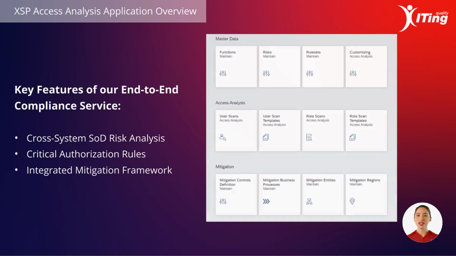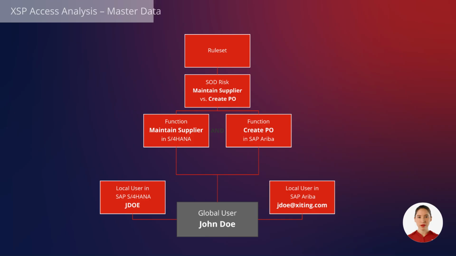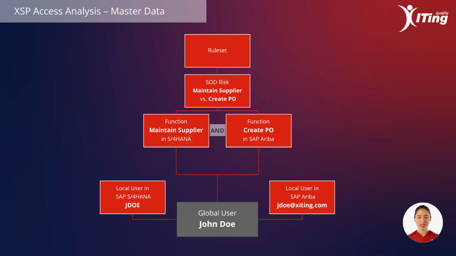Key features of our end-to-end compliance service include cross-system SOD risk analysis, critical authorization rules, and an integrated mitigation framework. By consolidating user data across different systems, we create a global user. Using the cross-system rule set, we can then identify SOD conflicts that would remain hidden in a single system view. In our example, the consolidated user has the ability to maintain suppliers in S/4HANA and to create purchase orders in Ariba, a classic SOD conflict that only becomes visible through cross-system analysis.